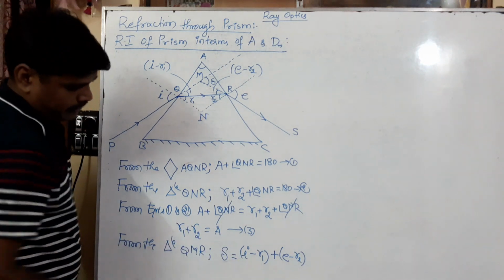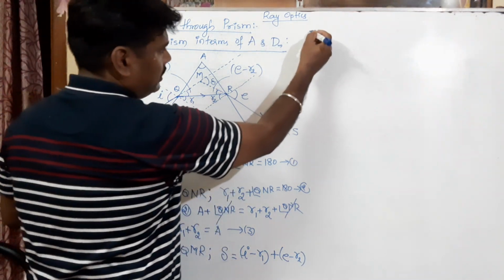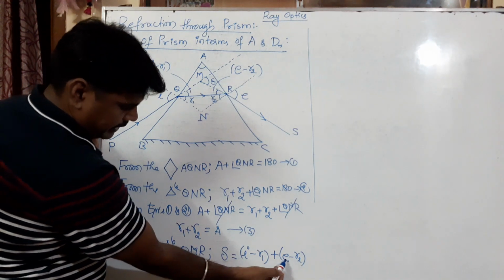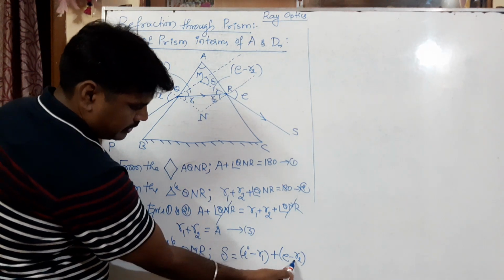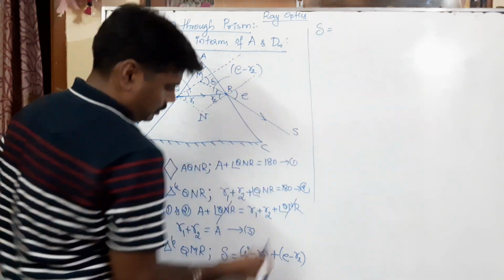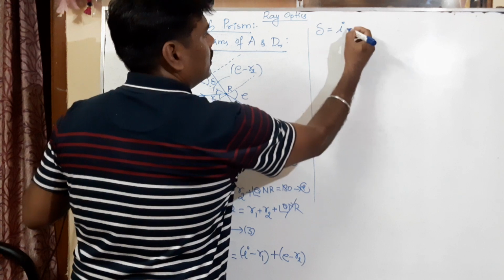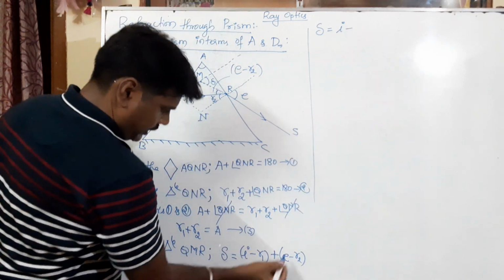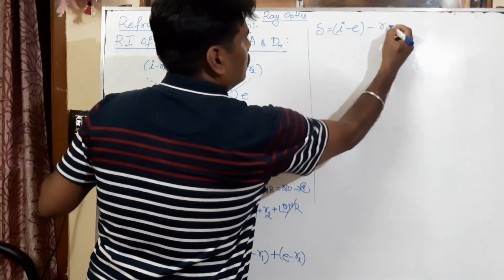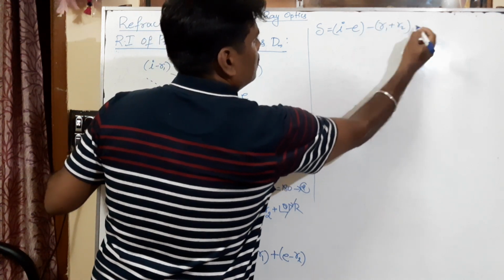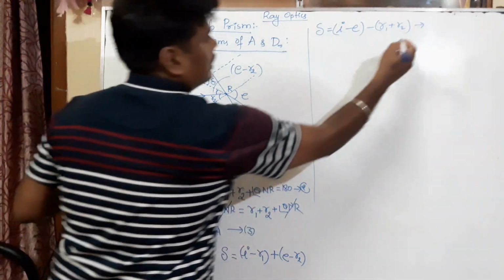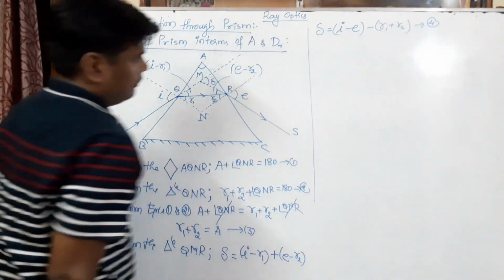Now I want to simplify this equation. After simplifying, we are getting: I plus E, minus the common R1 plus R2. So delta is equal to I plus E minus (R1 plus R2). Call this the continuation; the earlier one is equation 3 and this one is equation 4.